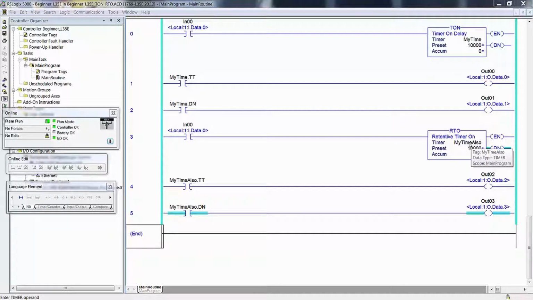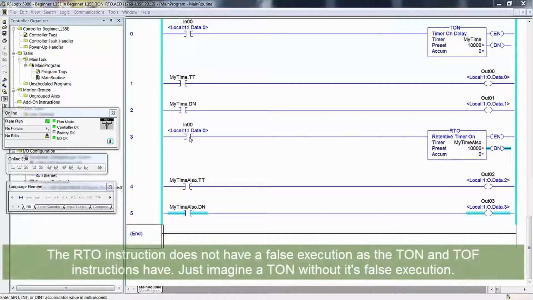on a timer data type that has an RTO working against it or with it is we would have to use the reset instruction. Because an RTO, when it's done, it just sits there. You can go false, true all you want on the rung, it's not going to change anything because it's retentive. It retains wherever it was at when you change the state of the rung condition out from this instruction.